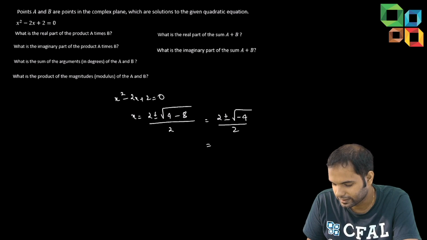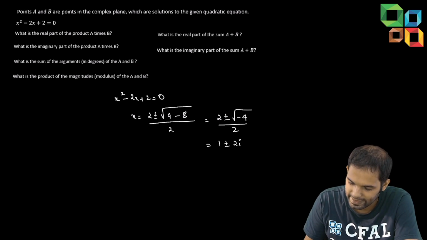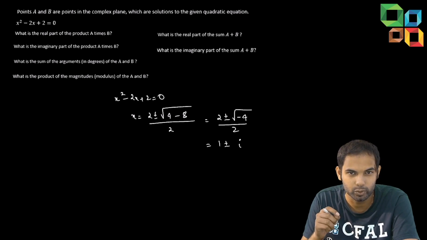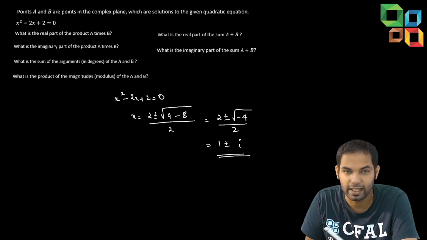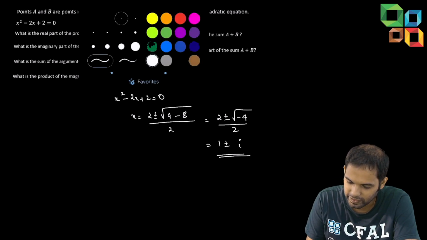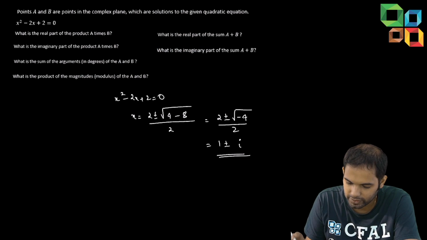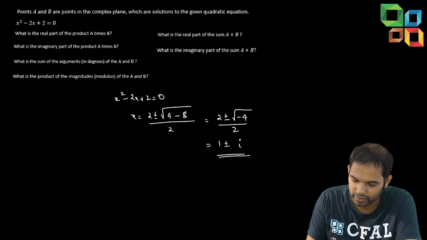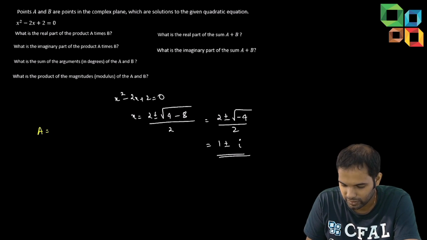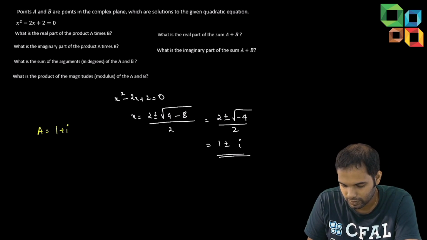You can simplify this. We can divide by 2. The root of 4 will be 2, which will get cancelled with the 2, so it is 1 plus or minus i. Now what is asked? We can quickly finish it off. The real part of the product A times B. Let us assume one of the roots is A. Let us assume 1 plus i is A, so B would be 1 minus i.